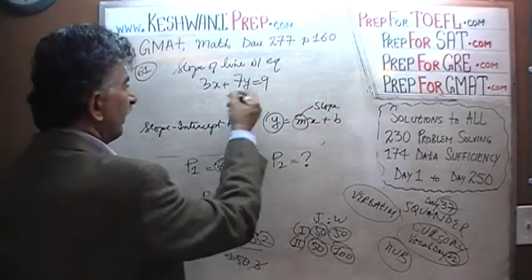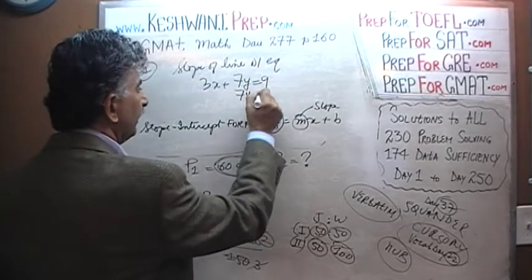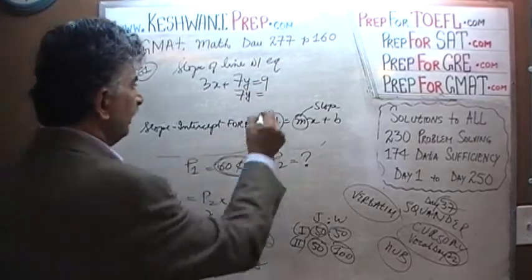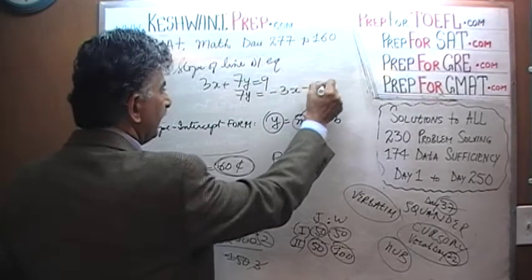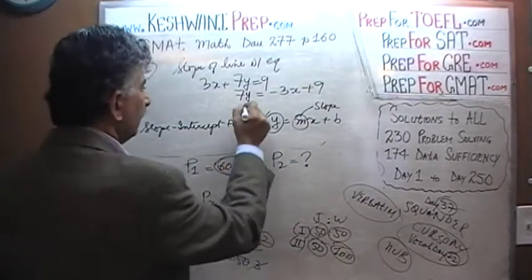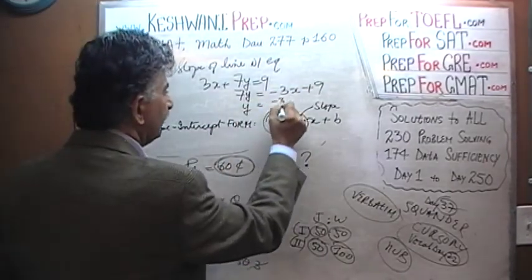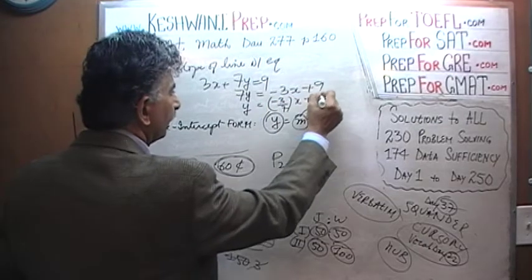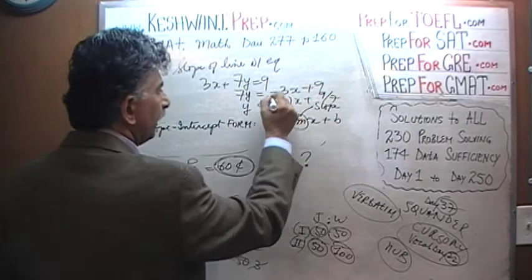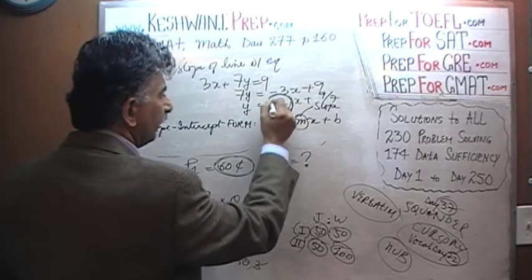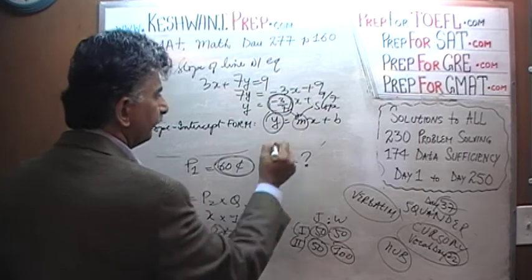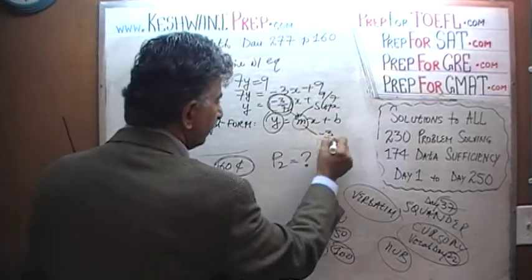So here, let's get the y by itself. 7y equals, bring the 3x to the other side, we get negative 3x plus 9. Divide both sides by 7, and y equals negative 3/7 x plus 9 over 7. Well, there you go, negative 3 over 7, that's your slope right here. Your slope is negative 3 over 7.